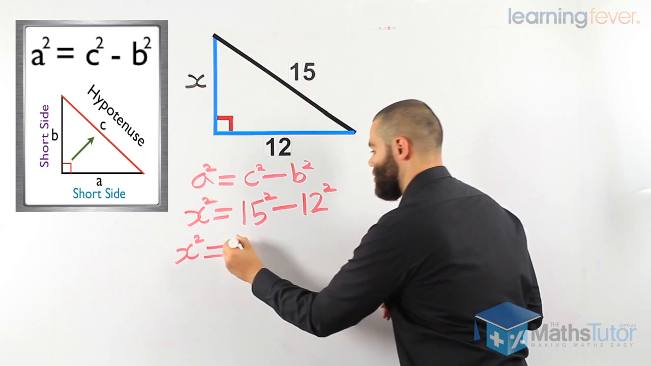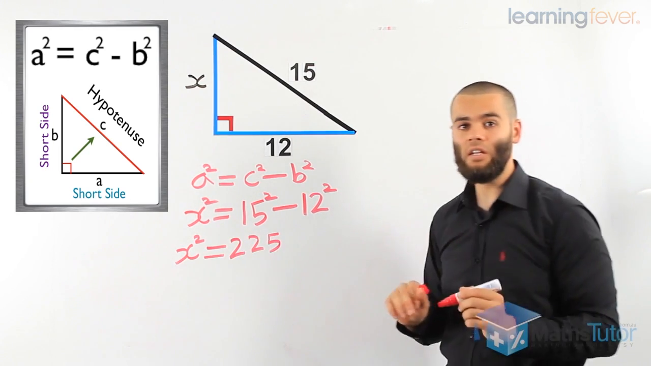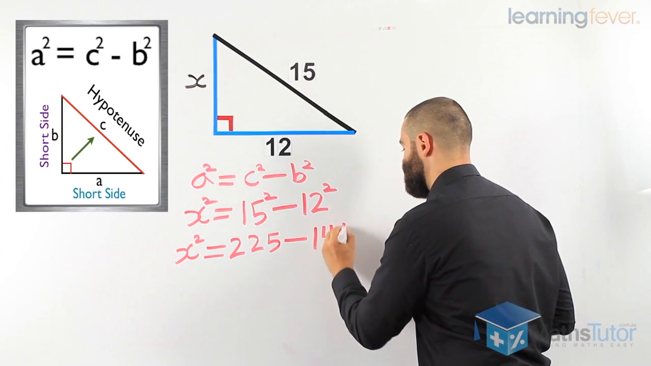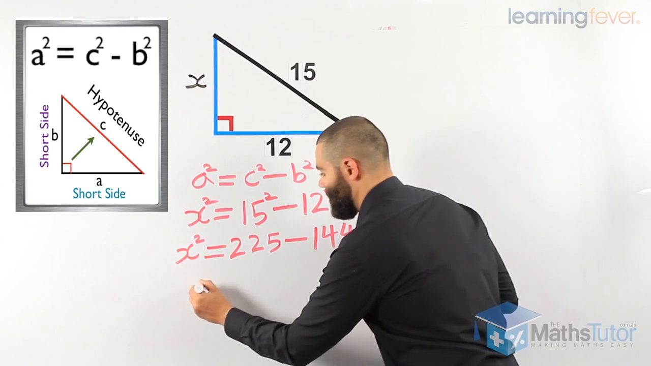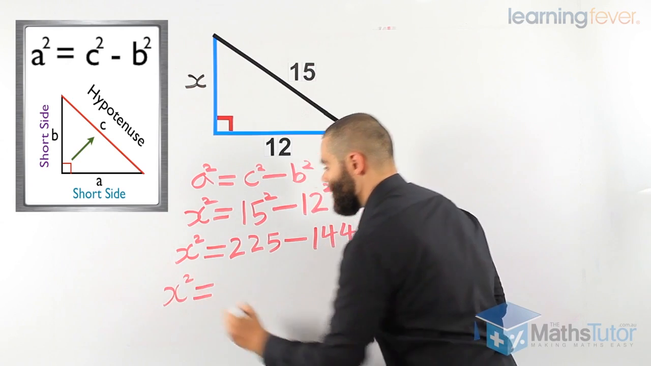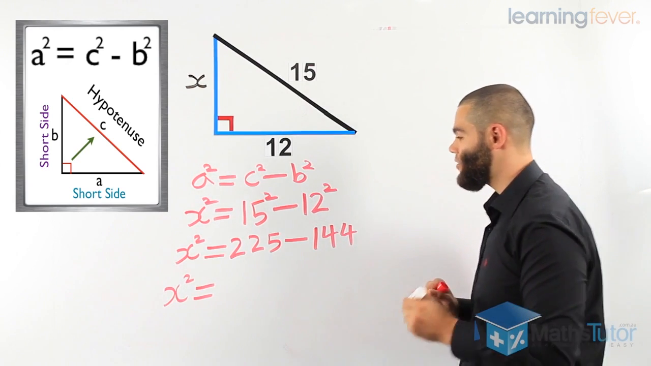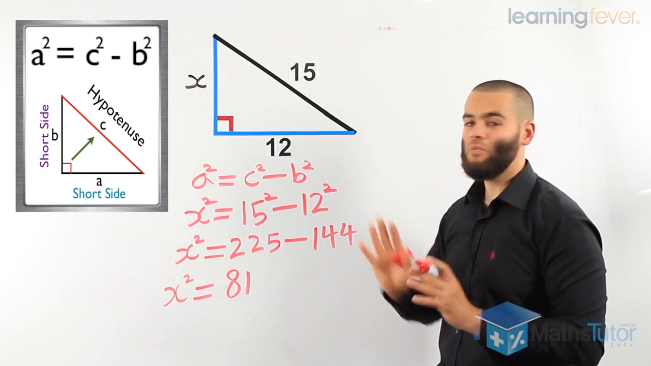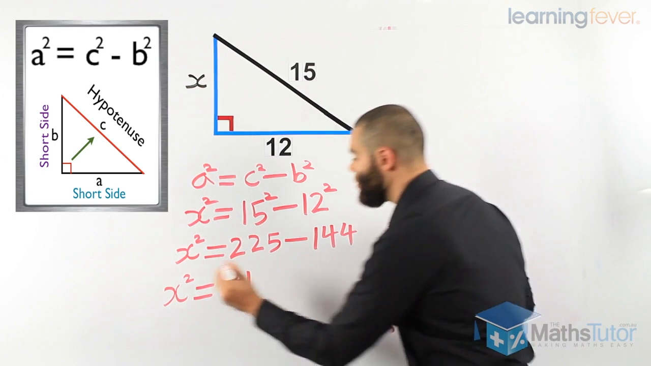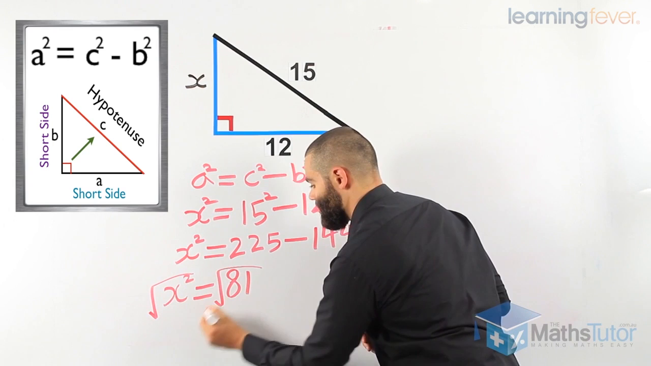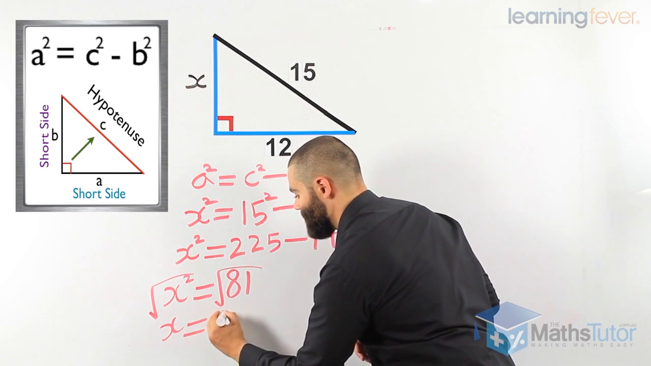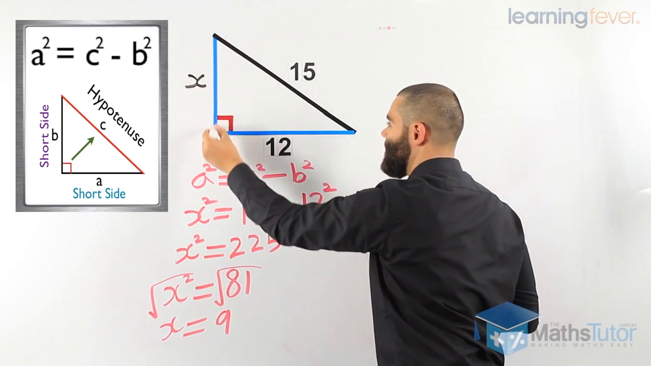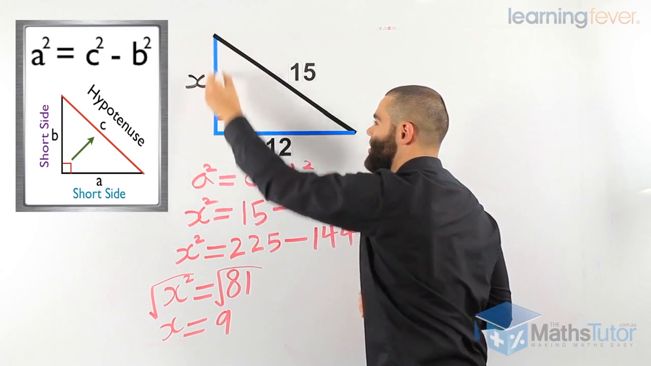15 squared is 225, 15 times 15. Take away 12 squared, 144. You're welcome to use your calculator. Now we subtract them. X squared is 225, take away 144, 81. Now we want x, we don't want x squared. The opposite of x squared is square root. That means the missing side is 9. The square root of 81 is 9. That means this side here is 9 units in length.